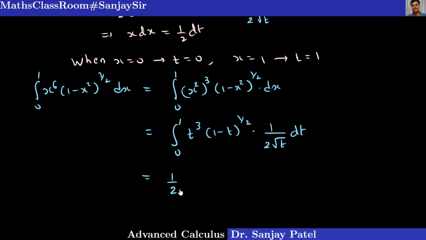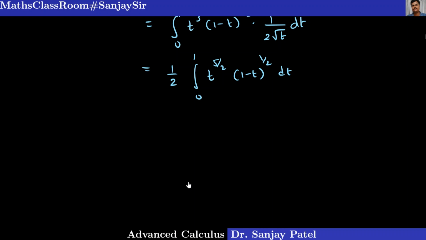Simplifying, this will give us the integral from 0 to 1. This is t raised to 3 and this is t raised to 1 by 2. So t raised to 3 minus 1 by 2, that is 5 by 2, and this is (1 minus t) raised to 1 by 2 dt. So again it is a beta function. I can write directly from the definition, just add 1 to each of these powers.